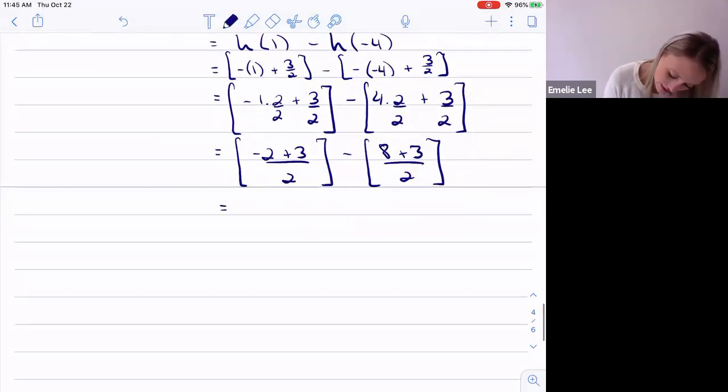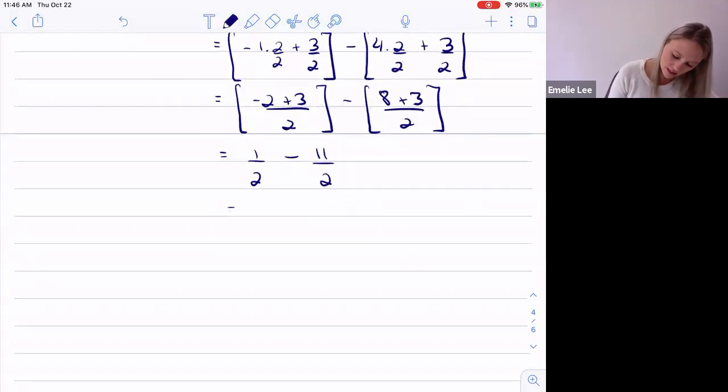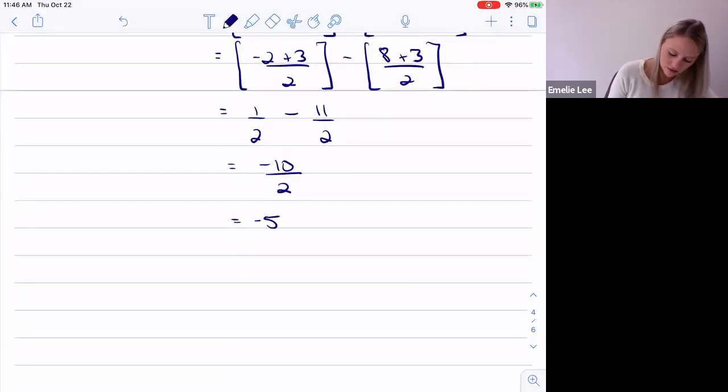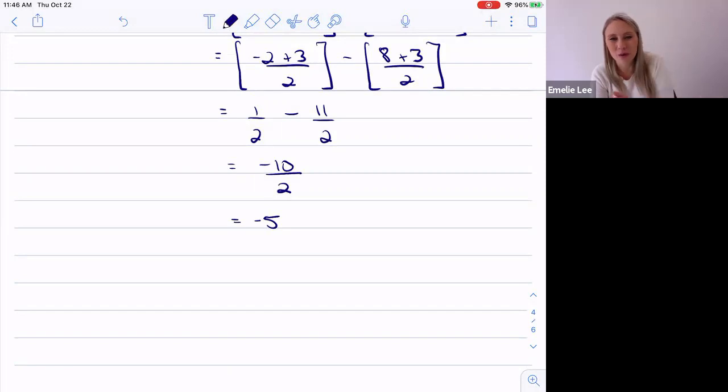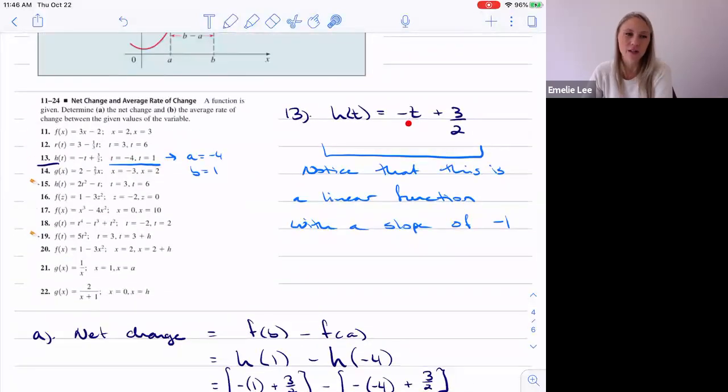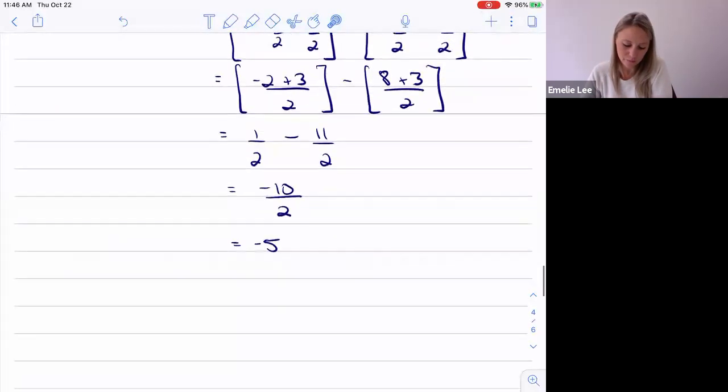So what I'm going to do is negative 2 plus 3 is 1 over 2. I'll ditch these brackets now. I don't really need them. Making sure that this minus translates, so minus 8 plus 3 is 11 over 2, which puts me at 1 minus 11, negative 10 divided by 2, which would simplify to negative 5, right? So my net change is negative 5, which means I've dropped down by 5. Makes sense, right? Because we know that this is a linear function with a slope of negative 1, so we are expecting it to have this decreasing change. And so it all checks out so far.